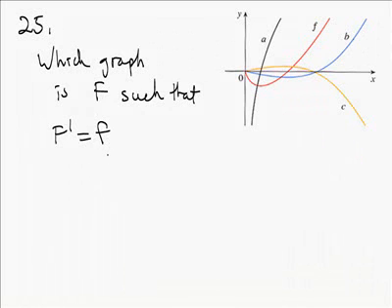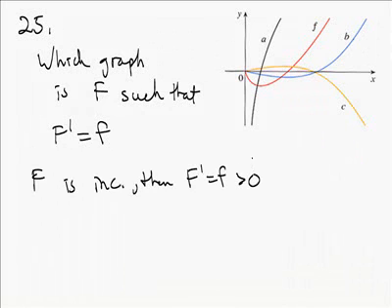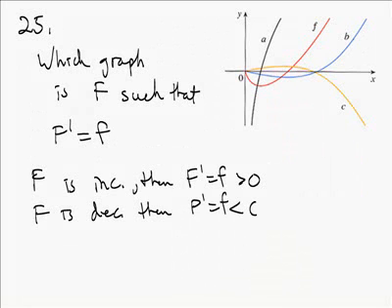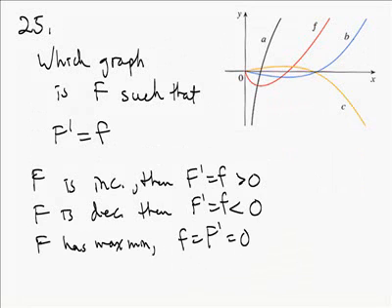Well, let's see, what's our relationship between our original function and our derivative? If we want F to be increasing, then F prime, which is equal to f, is positive. If F is decreasing, then F prime, which is little f, has to be negative, in negative territory. And if F has a max or a min, then F prime, which is equal to f, is equal to 0 or possibly undefined.